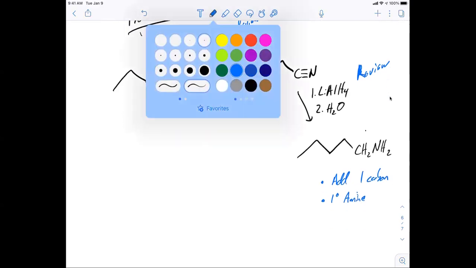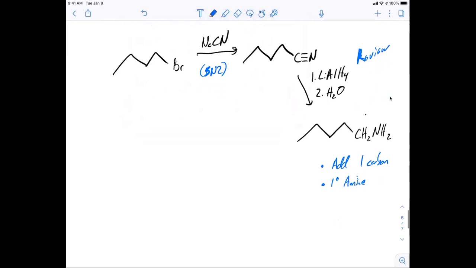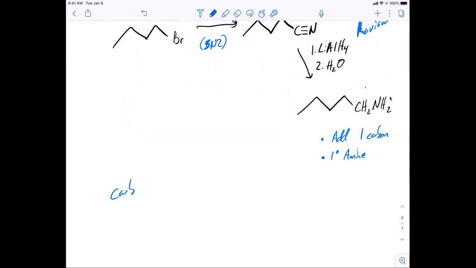We can also make amines from carboxylic acids.